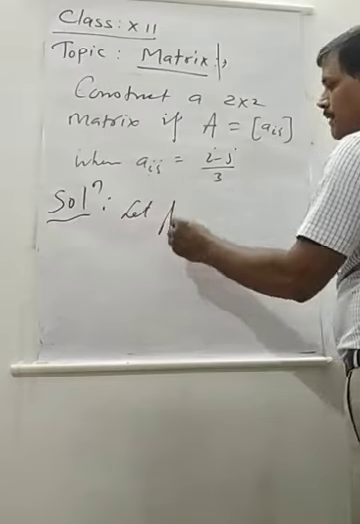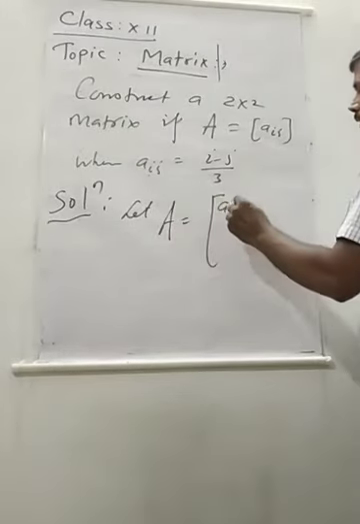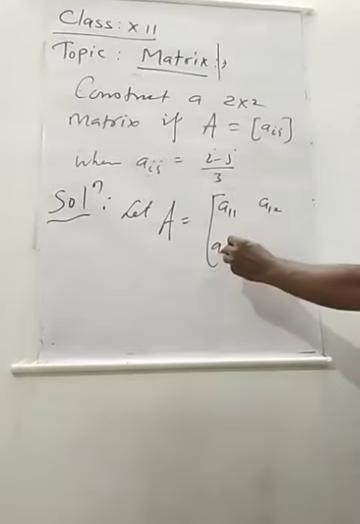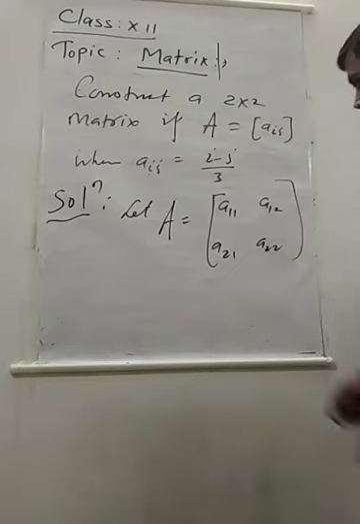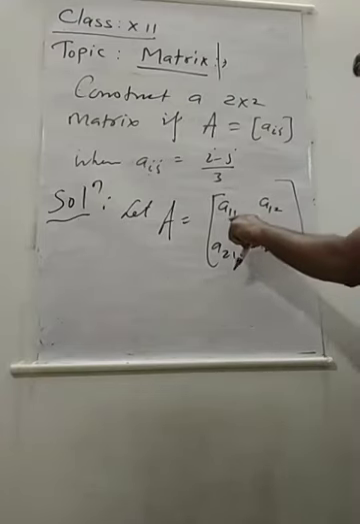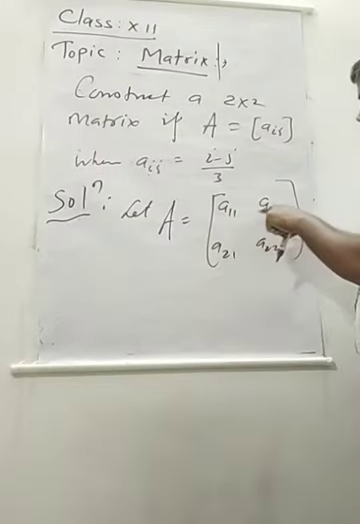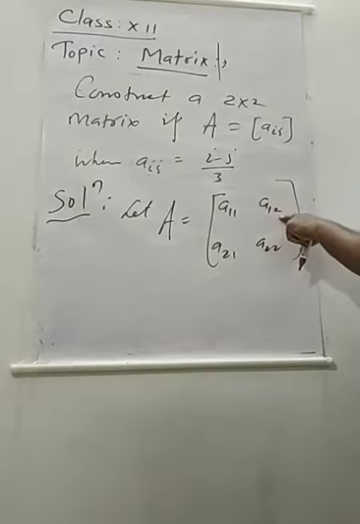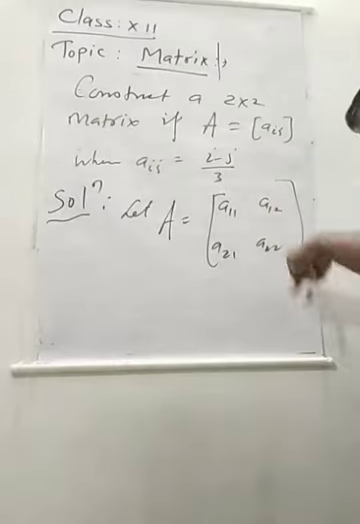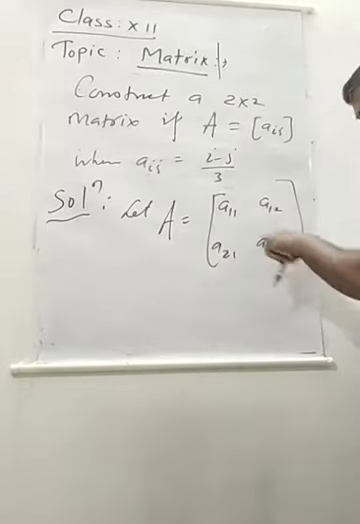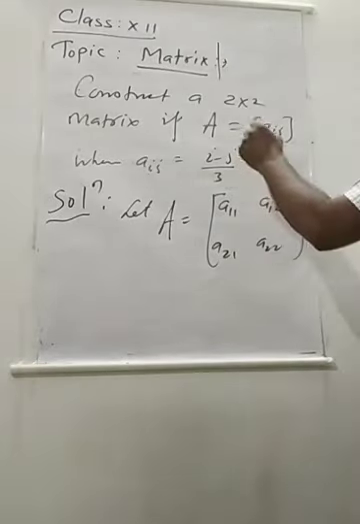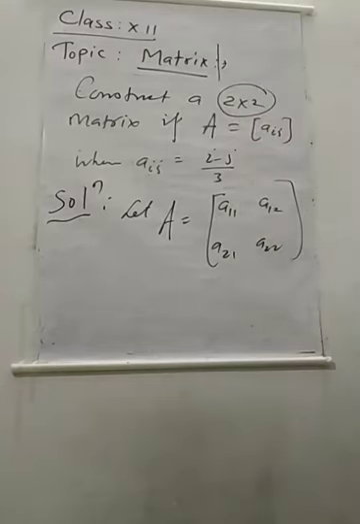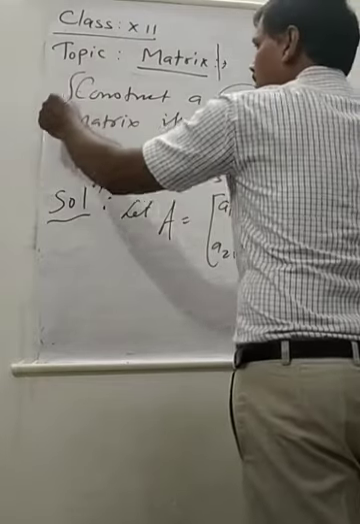Let the matrix A be equal to [a11 a12; a21 a22]. Why this, and how this? The question arises. A11 means the first row and first column element. A12 means the first row but second column. A21 is the second row but first column. A22 means the second row as well as the second column. And why only these many? Because it was 2 by 2, so 2 rows and 2 columns should be there. It was indicated in the question itself.